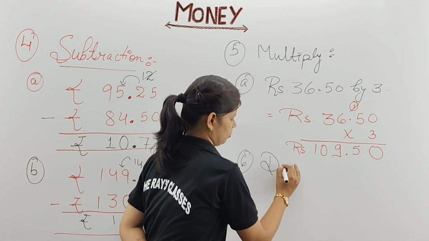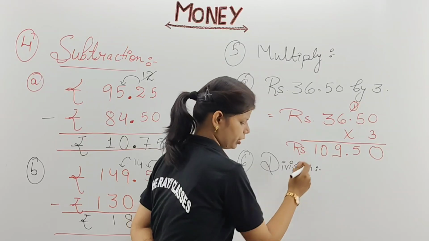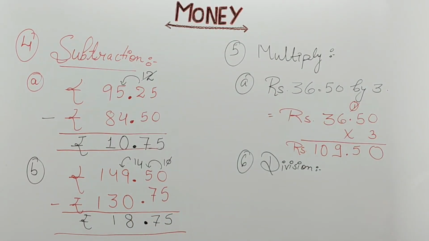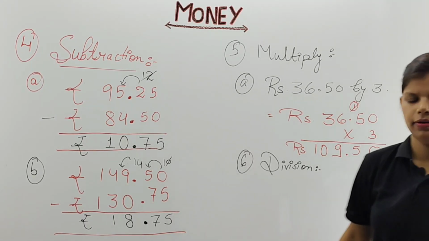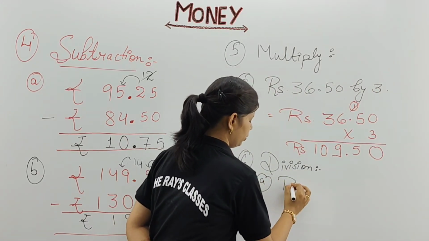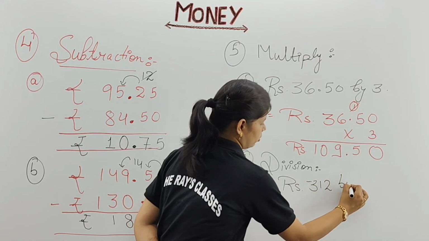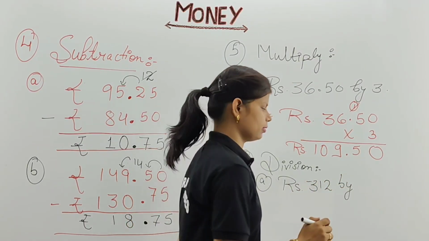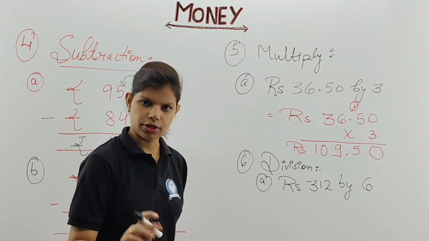division. Division. Please note it down. Please note it down fast. If your question is there, divide rupees 312 by 6. What is written? Divide 312 by 6. Clear, no?